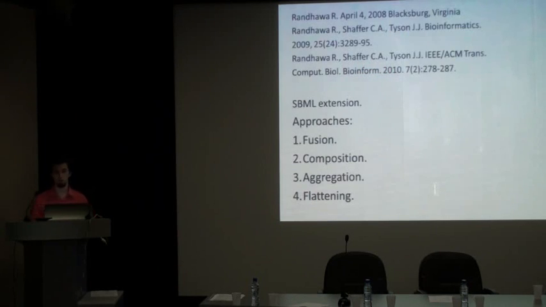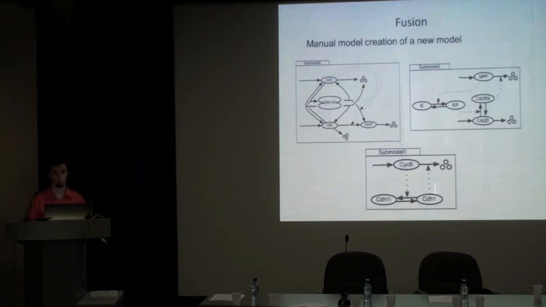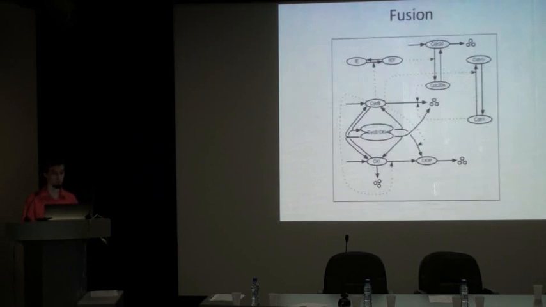A group of scientists from Virginia Polytechnic Institute, under the supervision of Professor Tyson, proposed four approaches to modular modeling. They are fusion, composition, aggregation, and flattening. They propose an extension of SBML to include modular modeling in it. Fusion: suppose we have three models which we would like to integrate into one model. Fusion means manual creation of a new model on the basis of some models.